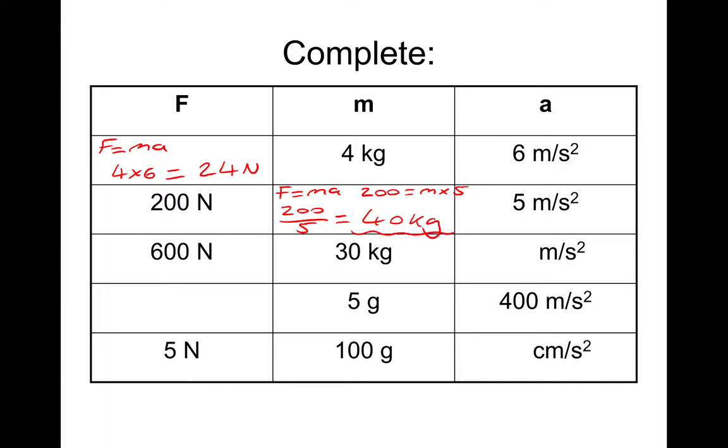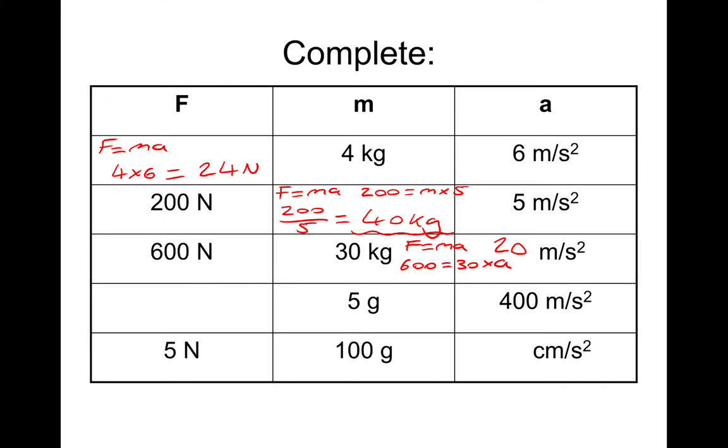Right, let's have a look at the next one. So acceleration, not much room for this one, pop it in here. So F equals ma. So the force is 600 equals 30 kilograms multiplied by the acceleration. So to get the acceleration, same again, done this a few times now, 600 divided by 30. And 600 divided by 30 would give you 20 meters per second squared.